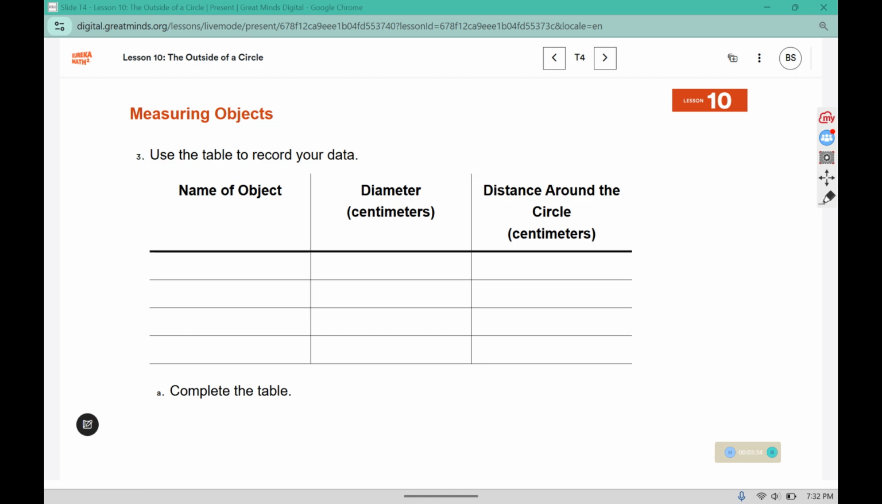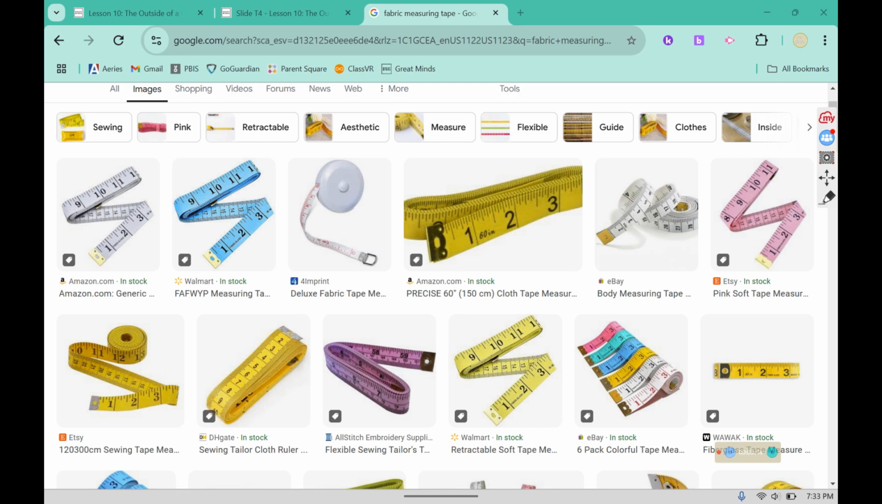So all of them have circle tops, and I'm going to measure the diameter, which is the distance across, and then I'm also going to measure the distance around the circle. And I'm using a flexible measuring tape, but if you don't have one of those, you can use a piece of string and a ruler or a measuring tape. So here's what I'm talking about with that flexible measuring tape. A lot of times it's used when you're measuring for garments or for clothing. So if you have a parent who maybe has a sewing kit, they might have one in there. Otherwise, feel free to use a string and a measuring tape.